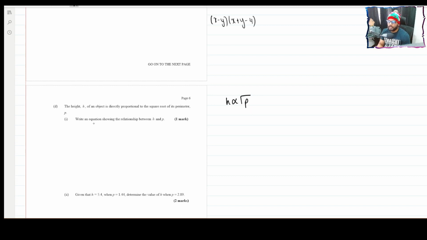Now the question asks for an equation. I do not have an equation here. In order to get an equation, I must change this proportionality sign. To change the proportionality sign, I literally just change it to an equal sign and multiply the right hand side by a constant. Usually the constant is k, so h is k square root of p, and you state where k is a constant.